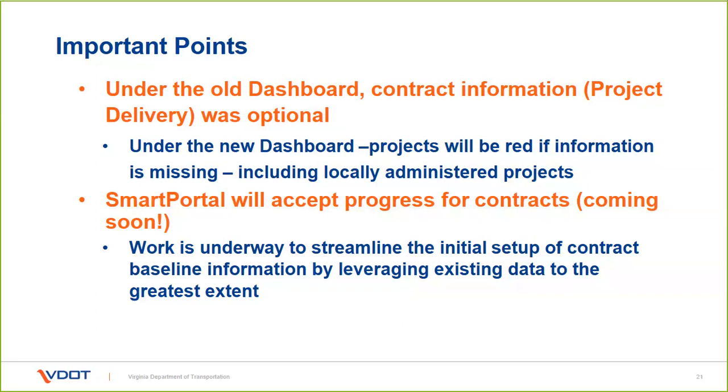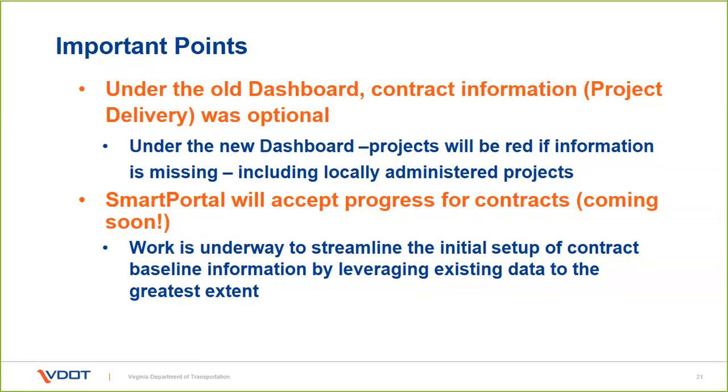The important thing here is that because it was optional before, now it's not going to be. We're going to have all these projects on the delivery side, regardless of whether we've got the information or not. If the information isn't there, the dashboard defaults to a red status for missing critical information. So you need to be aware of that as we get these set up. We're going to need to get that information in place so the projects show up green and are not just sitting there red because we're missing the information. So that is a change.